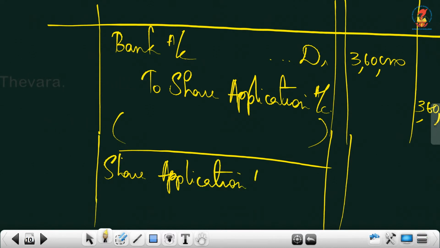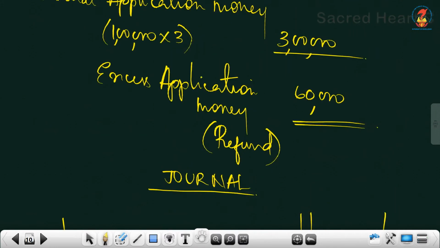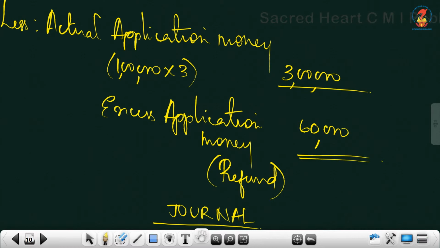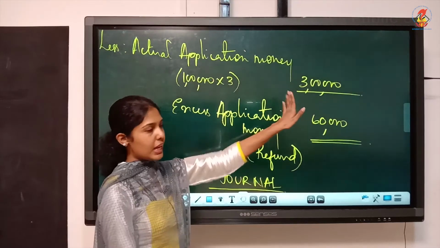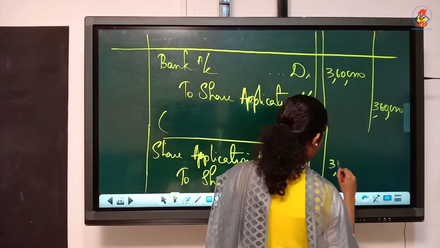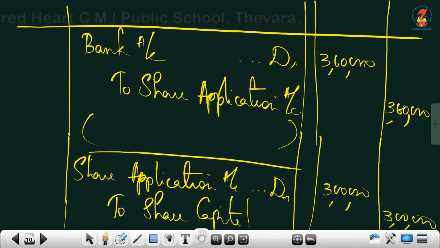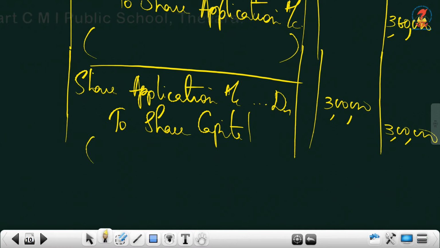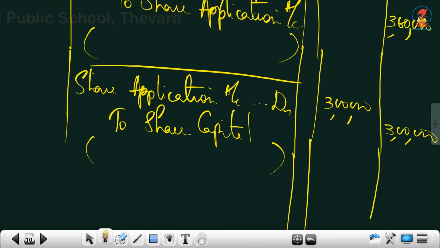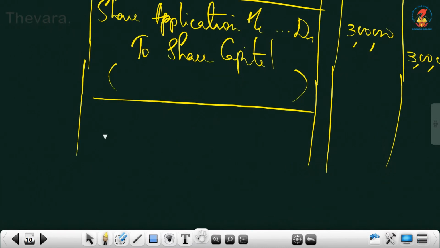Then the next entry is share application account debtor to share capital. If we had premium, here you must write to SPR. For this, you take the second amount from your working note, that is rupees 3 lakhs. So, second entry we will write 3 lakhs. In your textbook, they have written compound entries. Better you avoid that, you will make mistakes. You do like this. The narration is application money transferred to share capital.